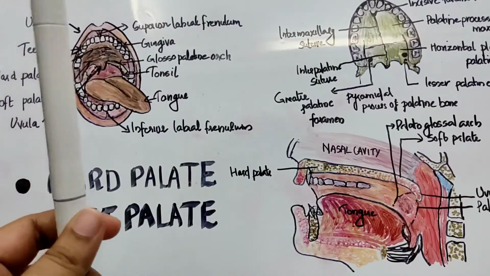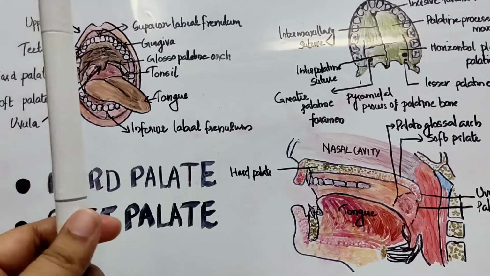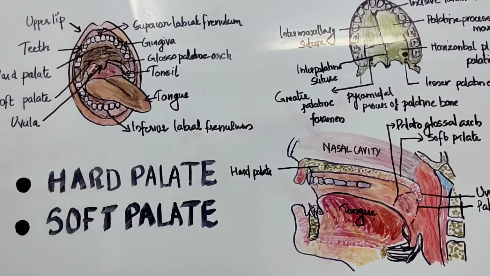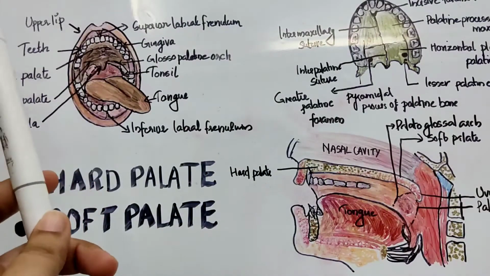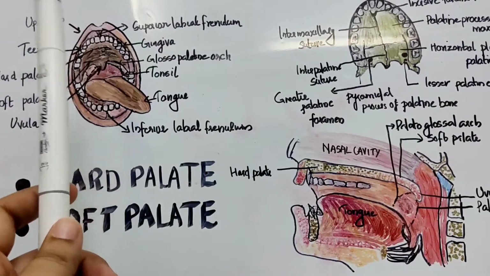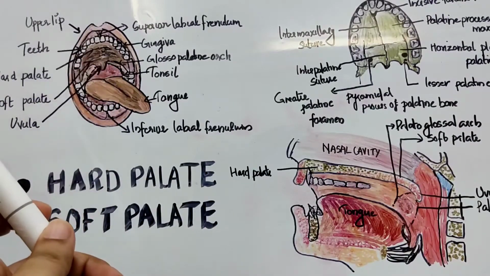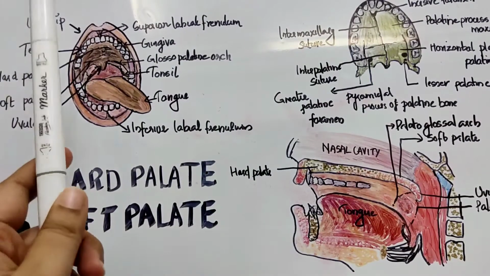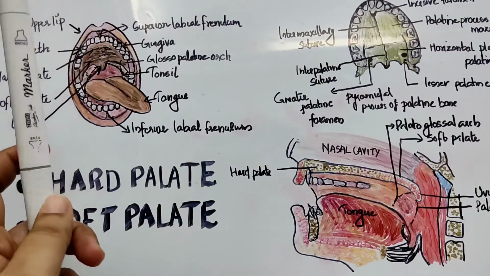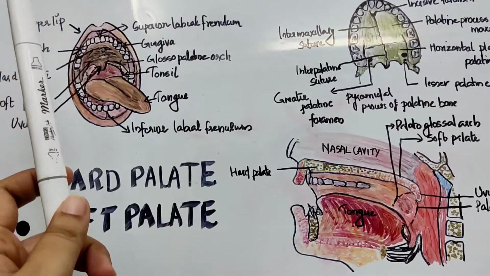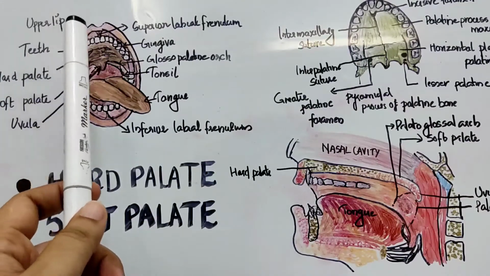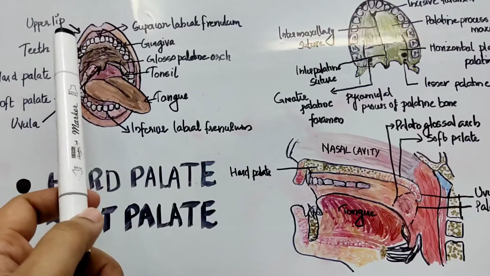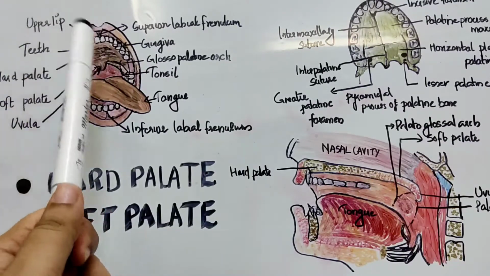The nerve supply is through the greater palatine and also the nasopalatine branches of the pterygopalatine ganglion. The lymphatic drainage is into the upper deep cervical lymph nodes and also the retropharyngeal lymph nodes.